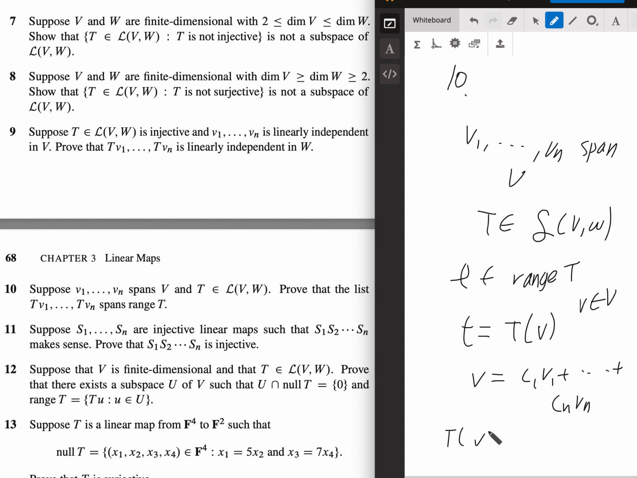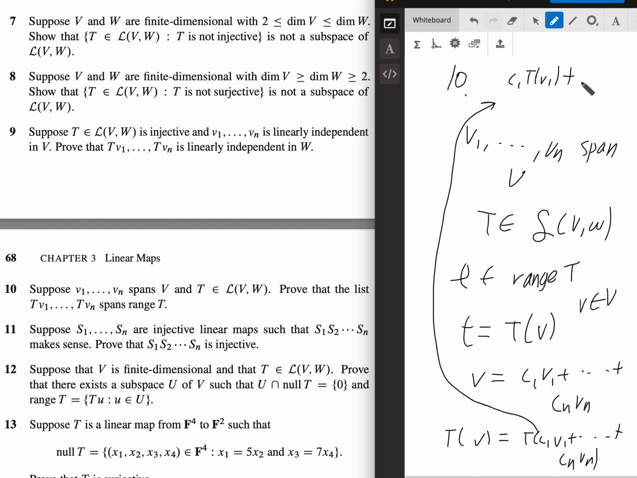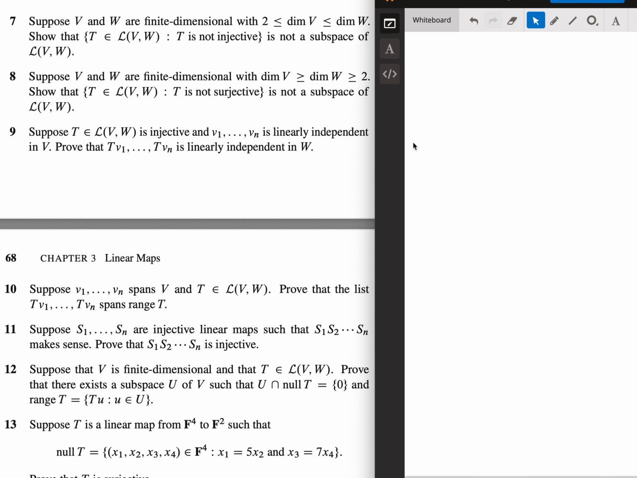If you stare at it for a bit longer, you see this, right? Which means that you can break T of v down into a linear combination of the transformations of V1, V2, etc. through Vn. So it is indeed spanned by those vectors, because any arbitrary Tv can be described as a linear combination of TV1 through TVn.